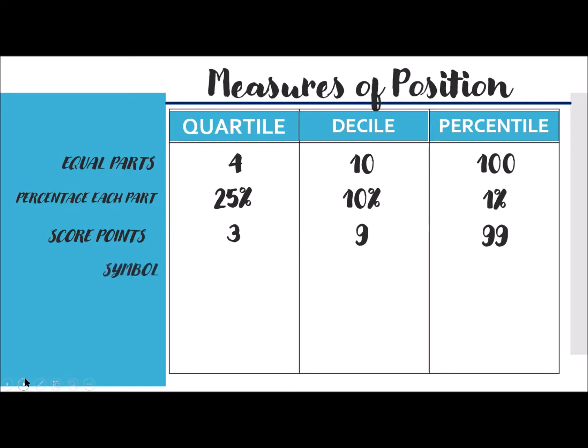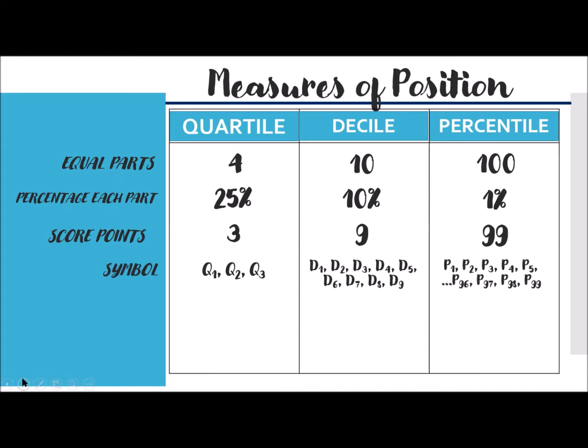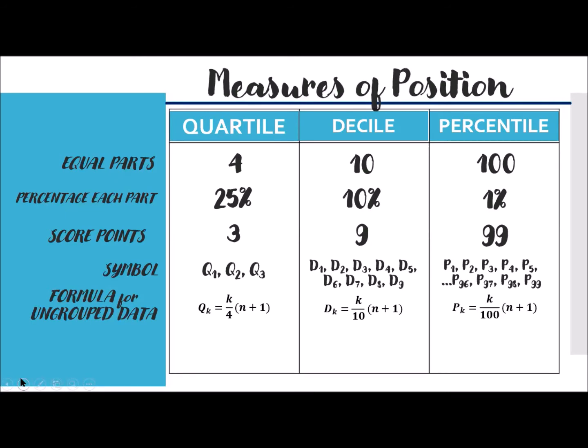Ibig sabihin niyan in symbols, for quartile, we have Q sub 1, Q sub 2, and Q sub 3. Pagka decile naman, D sub 1 to D sub 9. And pagka percentile, P sub 1 up to P sub 99. At ang formula for ungrouped data, we'll have Q sub K is equal to K over 4 times N plus 1. Pagka naging decile, yung over 4, magiging over 10 na, kasi yun yung equal parts. At pagka percentile, it will become 100.